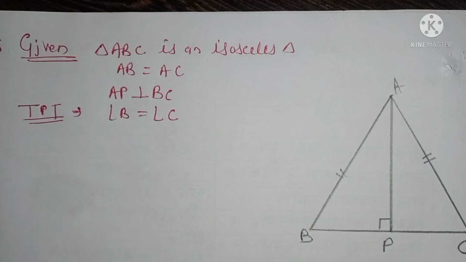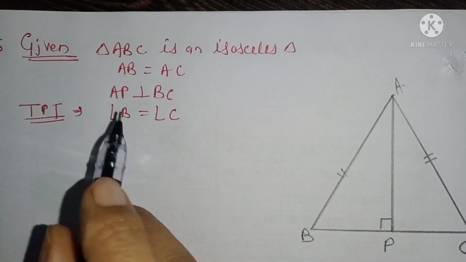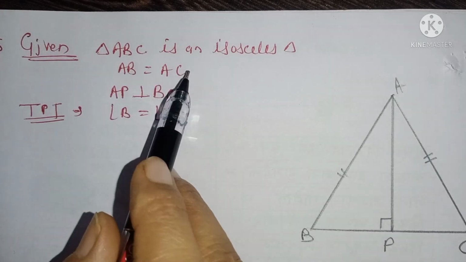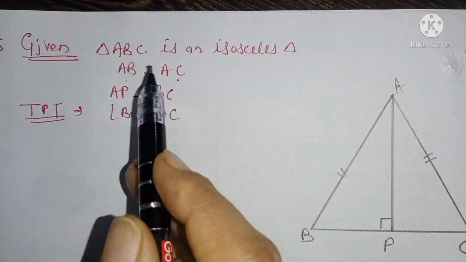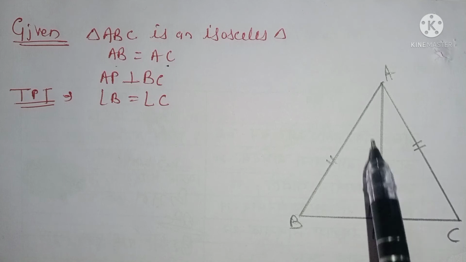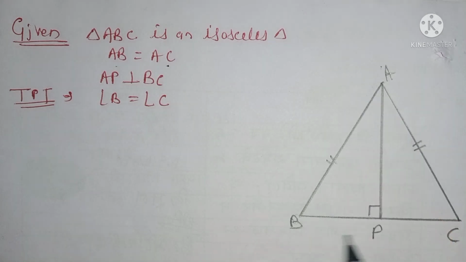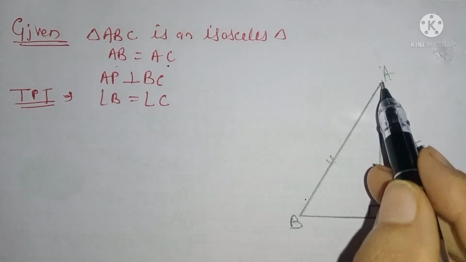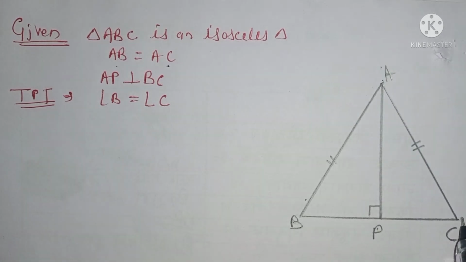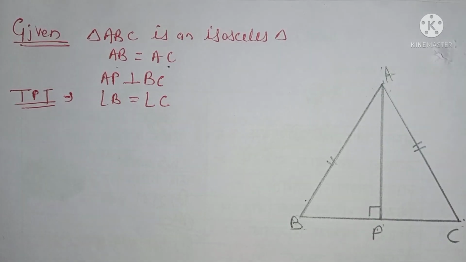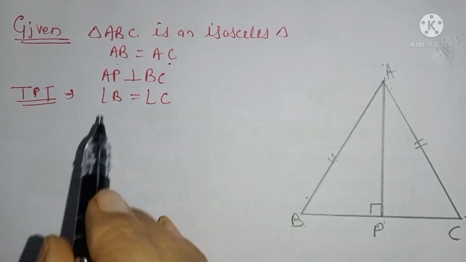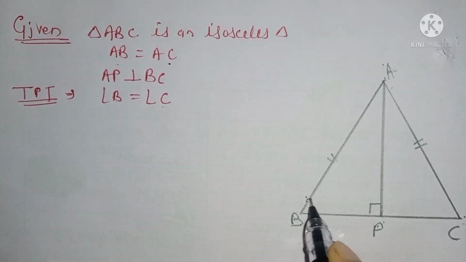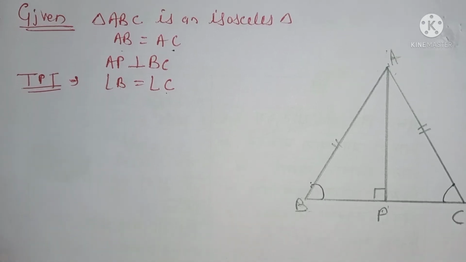Last sum, question number 5 of exercise number 7.3. ABC is an isosceles triangle with AB equal to AC. You can see the diagram. This is ABC. I have drawn the diagram, triangle ABC, isosceles triangle with AB equal to AC. Draw AP perpendicular to BC. It is given, draw AP perpendicular to BC. And we have to show that angle B is equal to angle C.